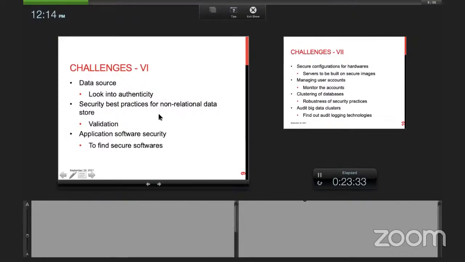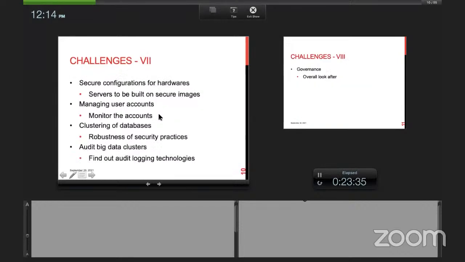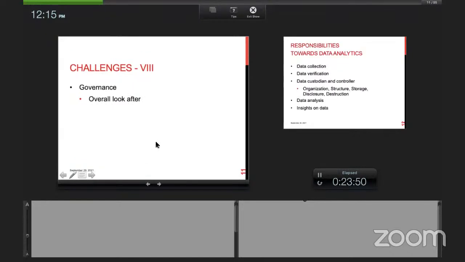So we have to find some secure software and so on. Then obviously secure configuration for hardware, managing the user accounts, clustering of databases. In general, you have to do that. And therefore, the general overall thing is the governance.